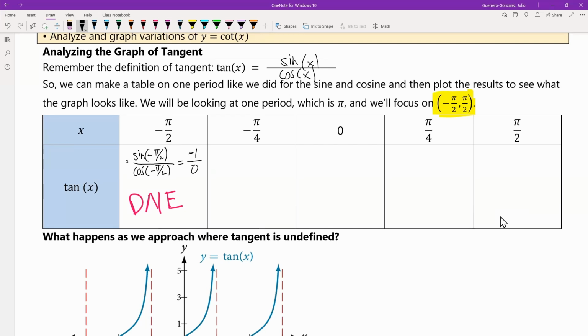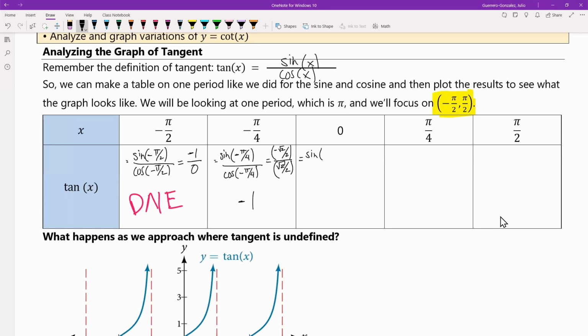The next one, negative pi over 4, that's going to be equal to sine of negative pi over 4 divided by cosine of negative pi over 4. And if you compute this out, again using your unit circle, negative root 2 over 2 divided by the square root of 2 over 2, and if you compute this out, this is negative 1.